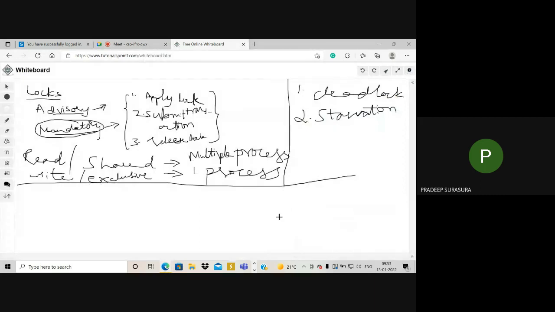Any process, before it does any transaction, applies the lock, completes the transaction, then releases the lock. There might be certain situations which we cannot assume, or there might be some technical failures or issues when we are working on a particular transaction. But every time, the first and foremost thing is to apply the lock, complete the transaction, and release the lock.